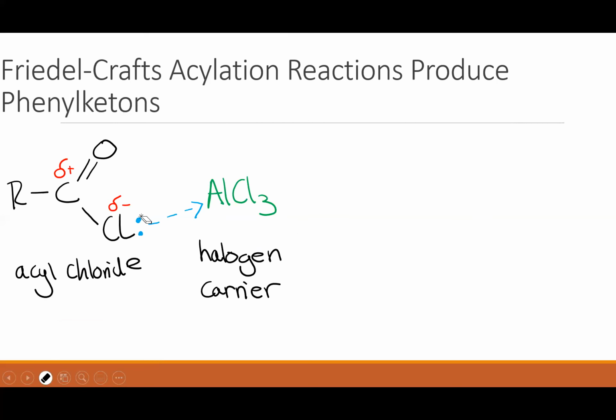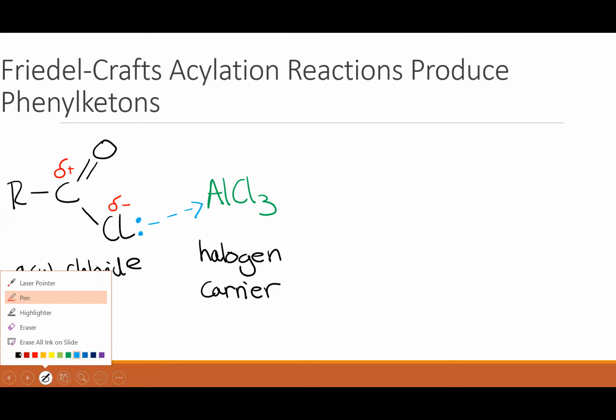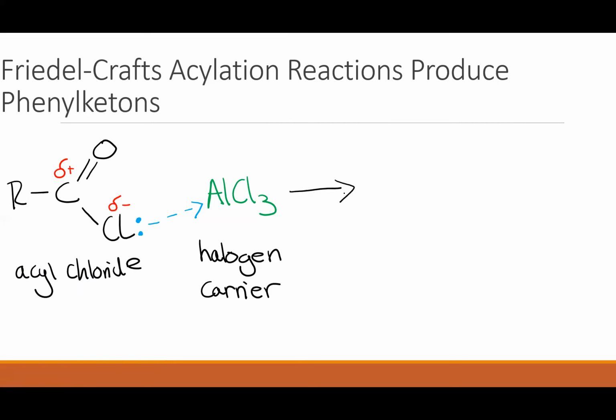So as this lone pair of electrons is getting pulled away by the AlCl3, which is a halogen carrier, the polarization inside our acyl chloride increases. And what it does is it then goes on to form a carbocation, which we've come across a lot in the past. So we've now got a carbocation forming. This is what our carbocation will look like. So we've got our R group, single bond to our carbon, double bond to oxygen, and now our carbon has that permanent positive charge. And so this is our carbocation.